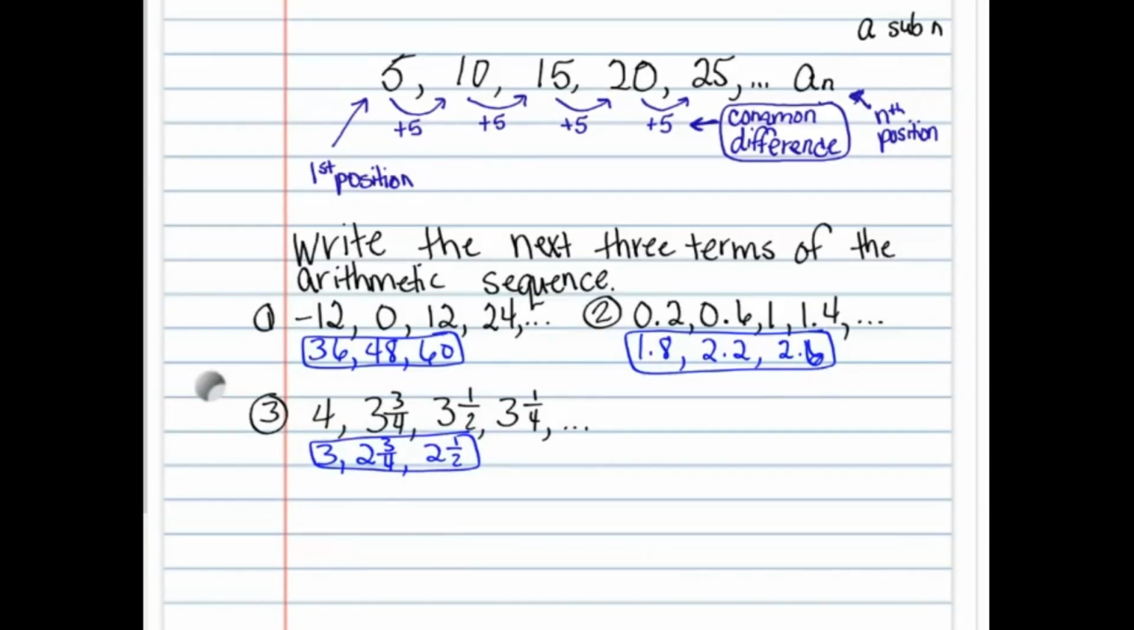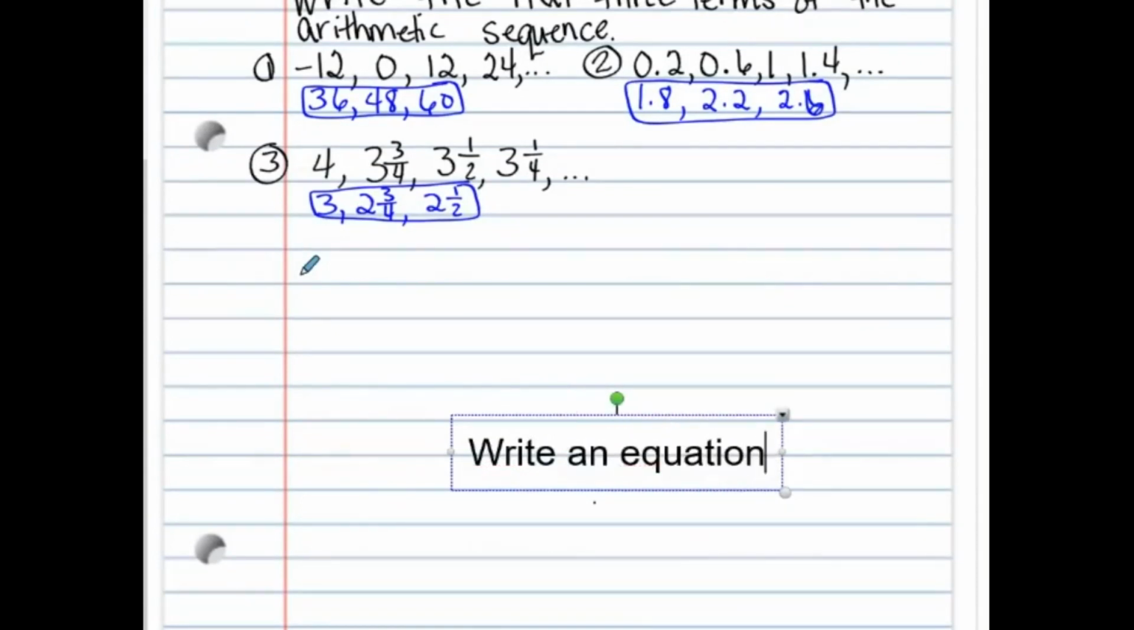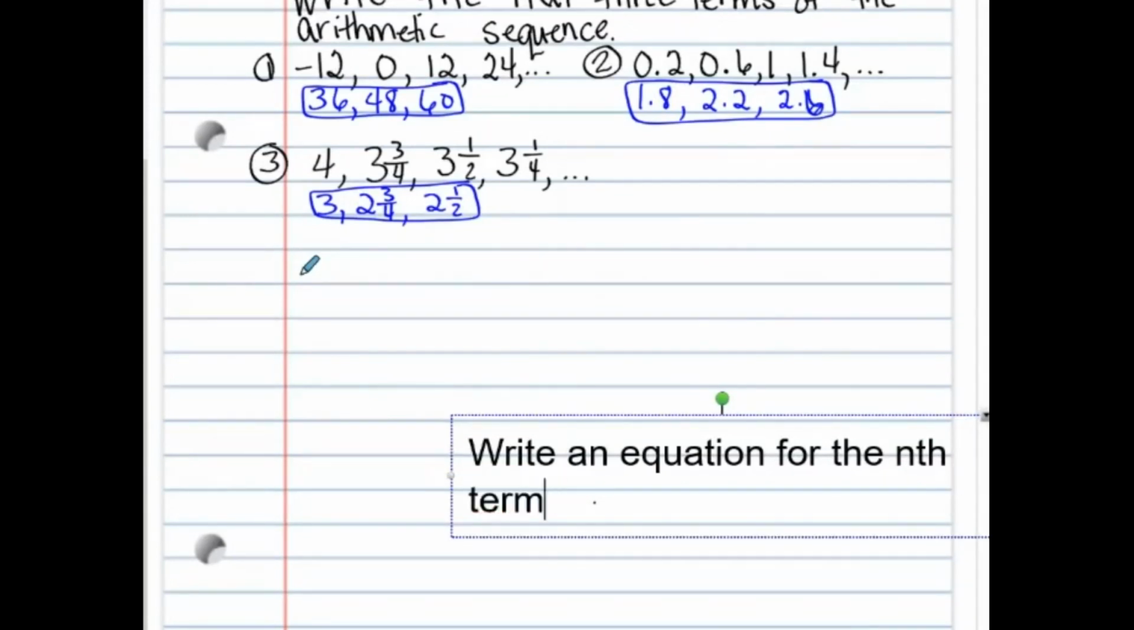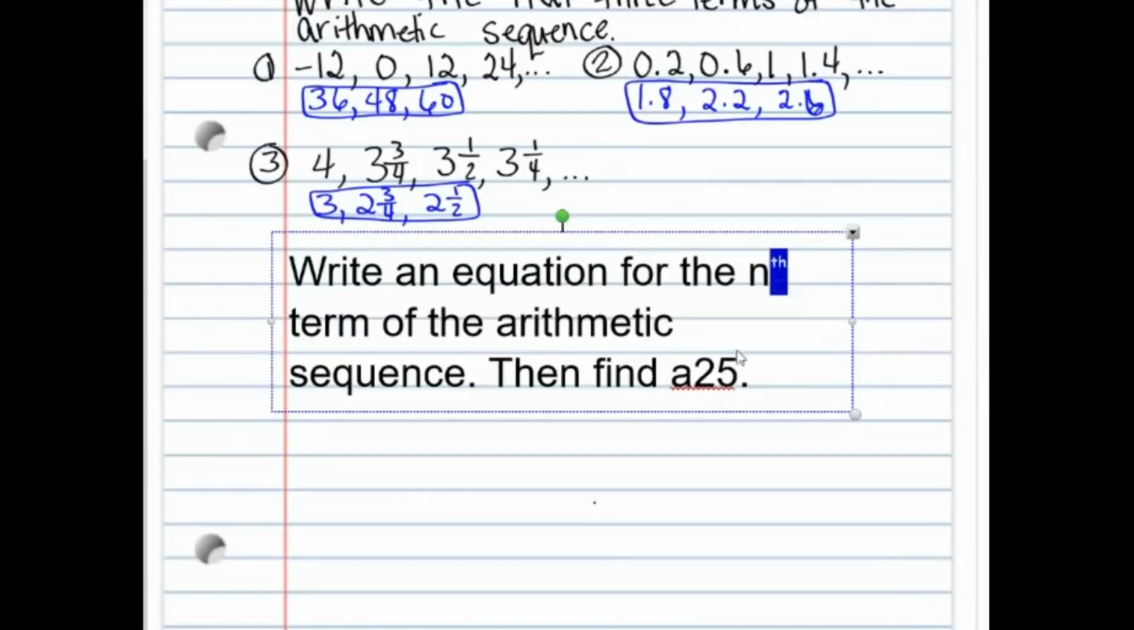Okay, so the next part, the directions say, write an equation for the nth term of the arithmetic sequence. Then find a sub 25. Okay, there we go.